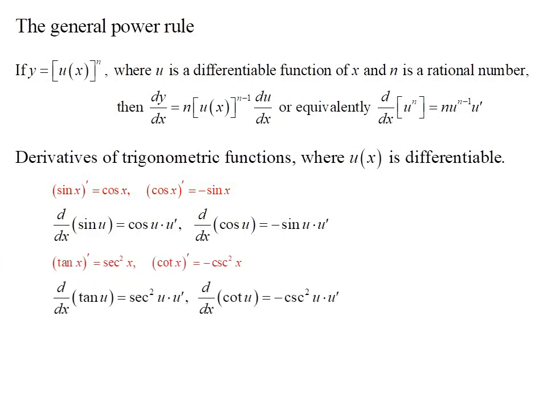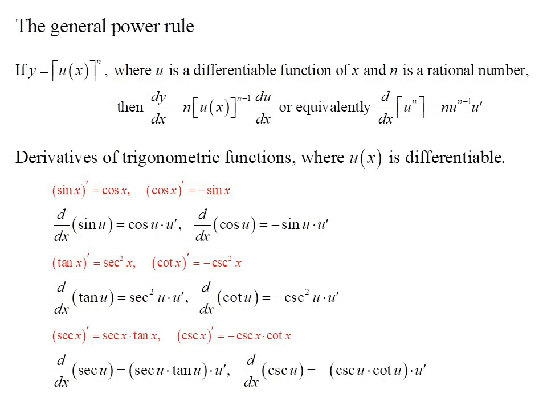In a similar manner, we can find the derivative of tangent u, which equals the square of secant u times u prime of x. The derivative of cotangent u equals the negative square of cosecant u times u prime of x. Hence, the derivative of secant u equals secant u tangent u times u prime of x, and the derivative of cosecant u equals negative cosecant u cotangent u times u prime of x.